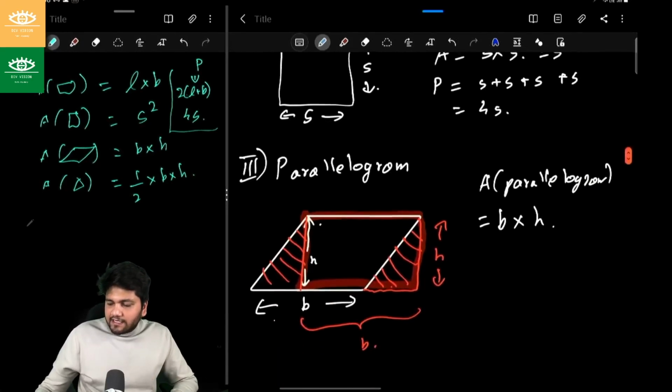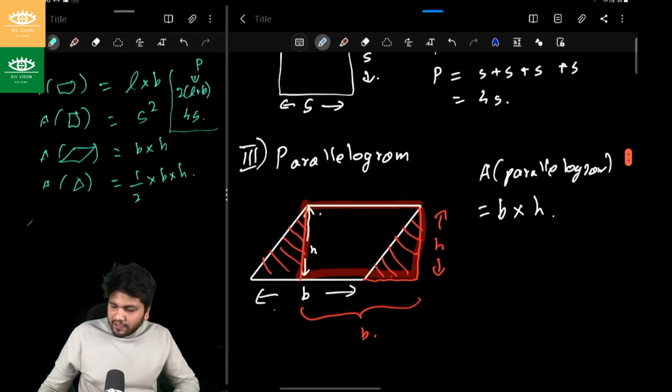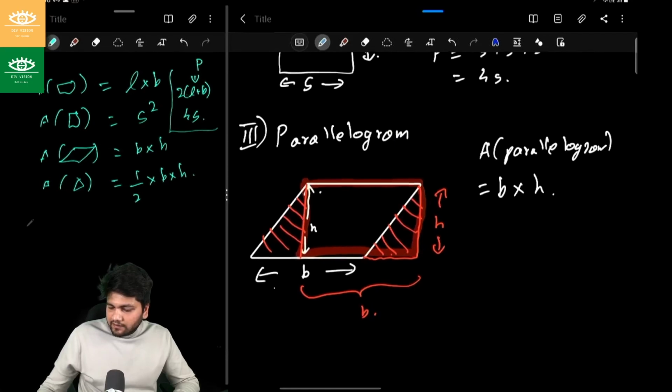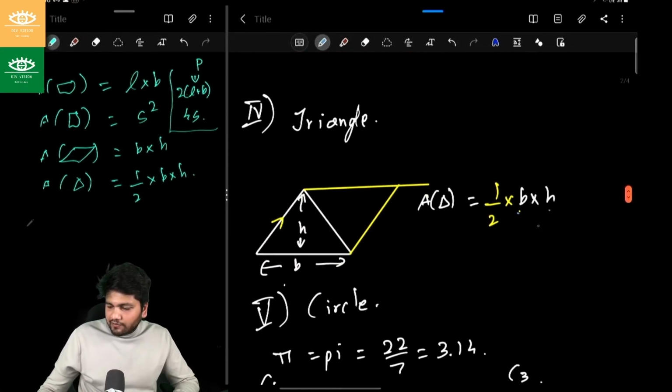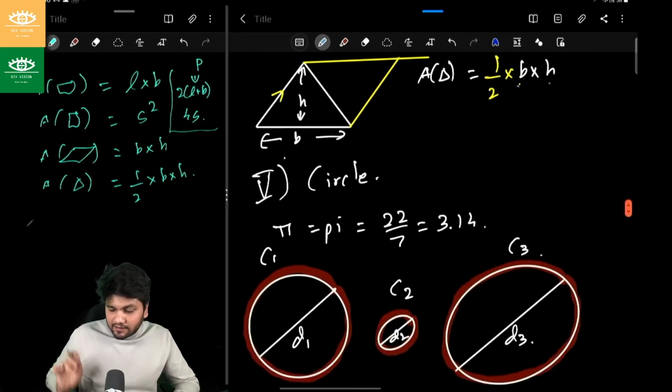Okay. Same goes with parallelogram. Area is base into height. Again, meter into meter, which is meter square. Then we talk about triangle. Again, meter into meter, meter square. Now this step is mostly used in circle.